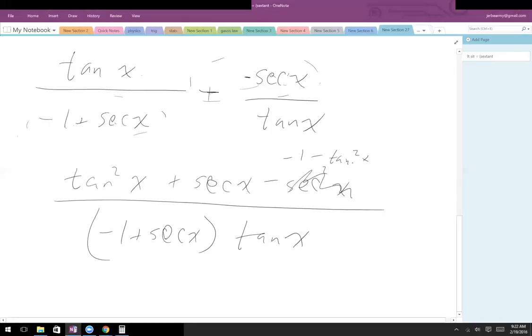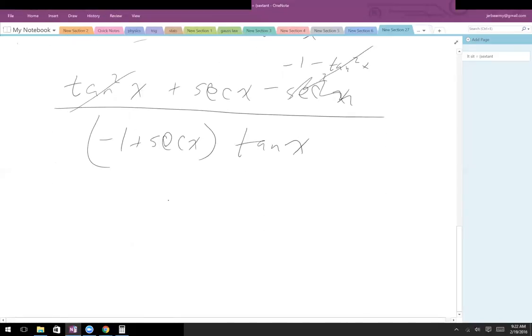Tangent squared minus tangent squared cancel each other out. They find love and they run away together. Not really. Lana, pizza is real. Pizza is true love. What are you talking about? Cheesecake we will. I do like pizza.